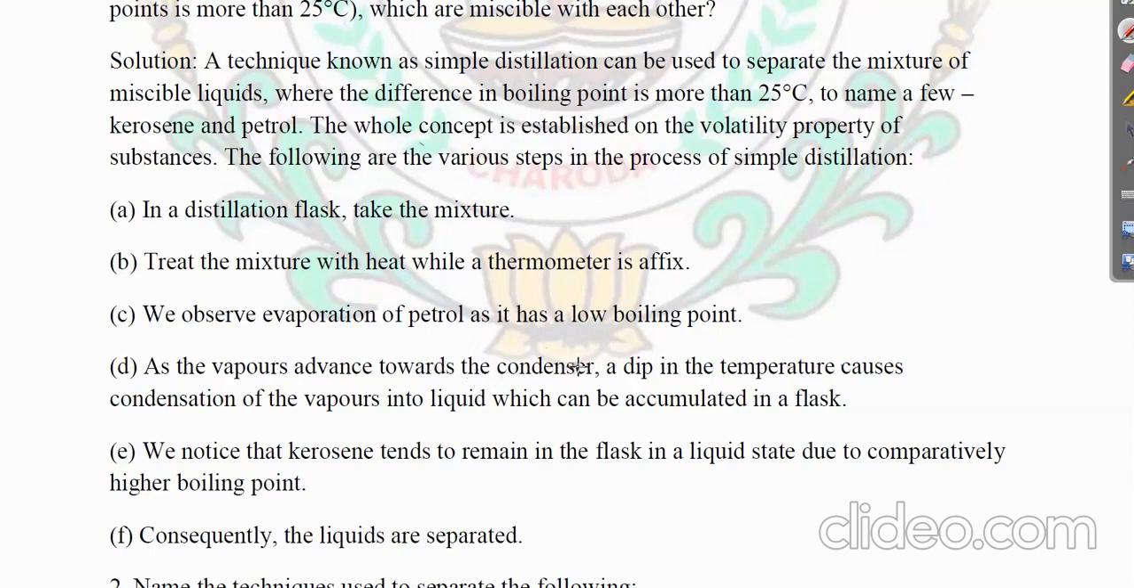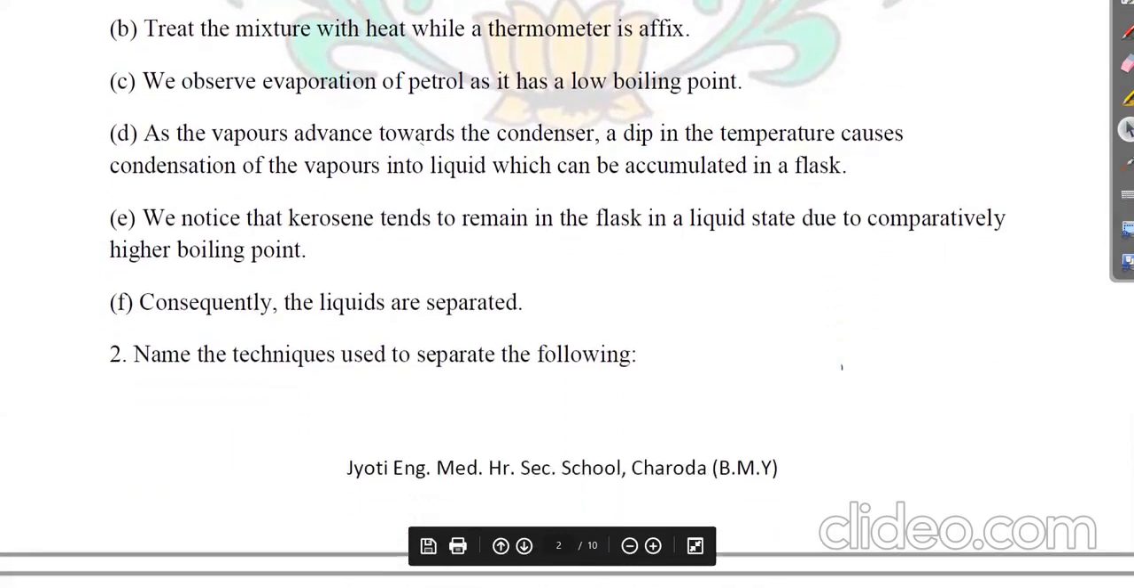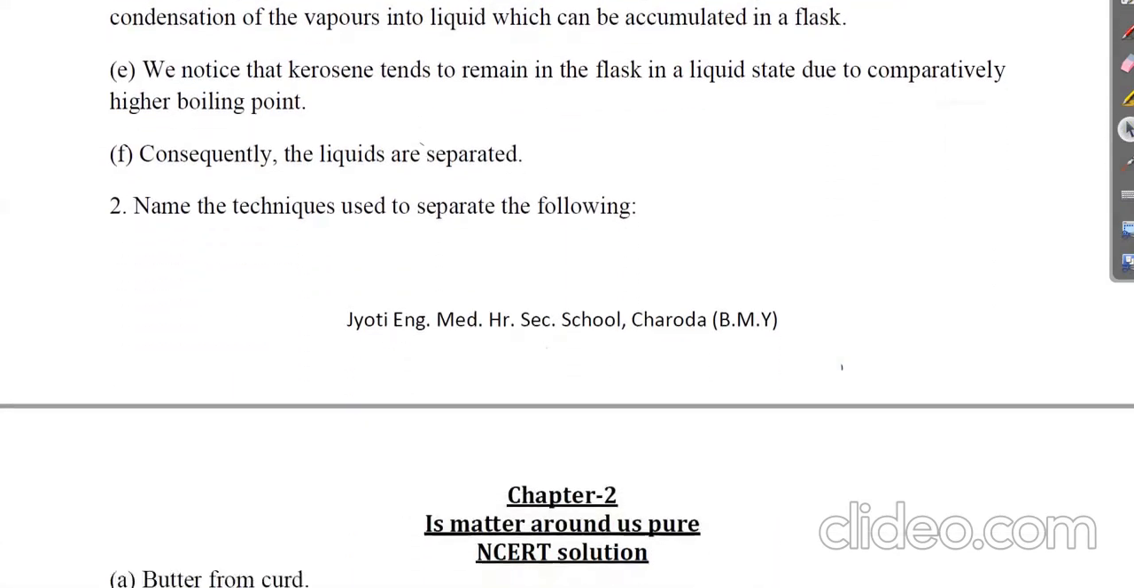So what will happen? The temperature of the vapors of petrol will dip down, and due to this the petrol vapors will convert into liquid, and they can be easily accumulated in a different flask. Now we will see that the kerosene tends to remain in the flask in a liquid state due to its comparatively higher boiling point than that of petrol. Hence we easily separate petrol from kerosene.